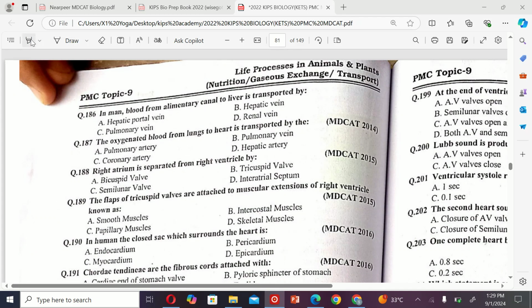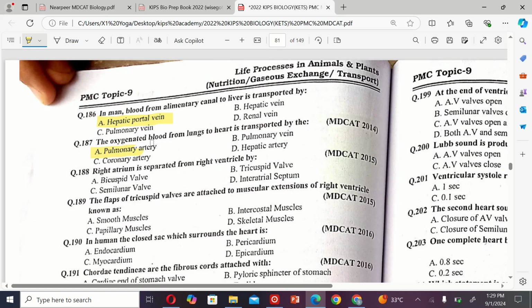The next MCQ is: blood from alimentary canal to liver is transported by A. Hepatic portal vein, B. Hepatic vein, C. Pulmonary vein, and D. Renal vein. So the correct option is A. Hepatic portal vein.